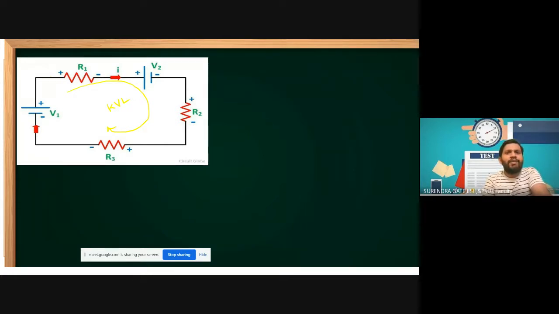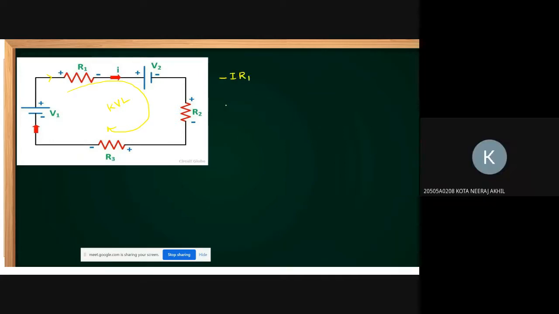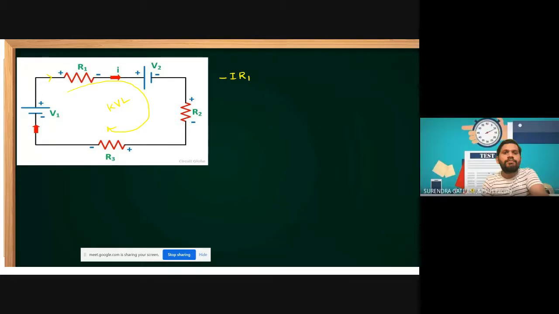If you apply the KVL, students, what you can write? Sir, I started here. The current direction is like this. Drops are taken as minus, V1 always plus, V2 drops are taken minus. Yes, sir. V1 minus V2 equal to IR1 plus IR2 plus IR3. Very good. This you see, minus IR1.